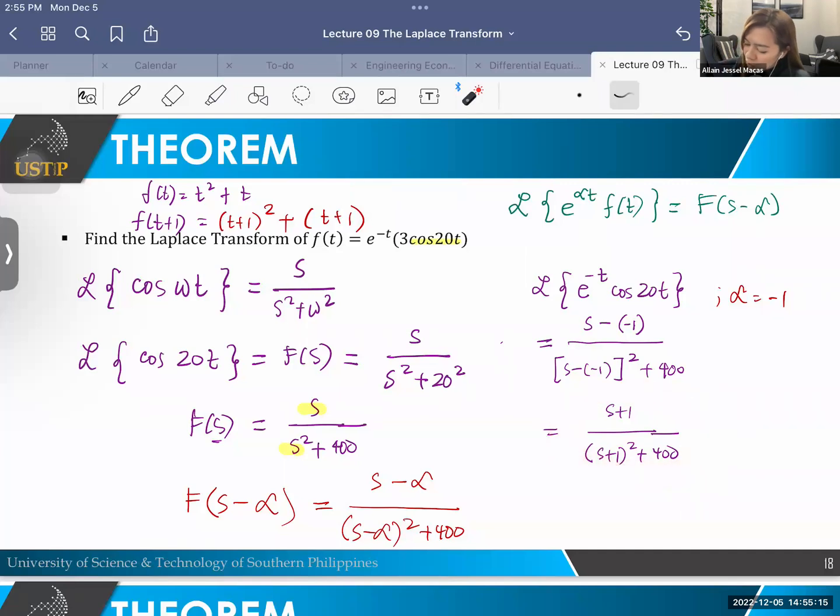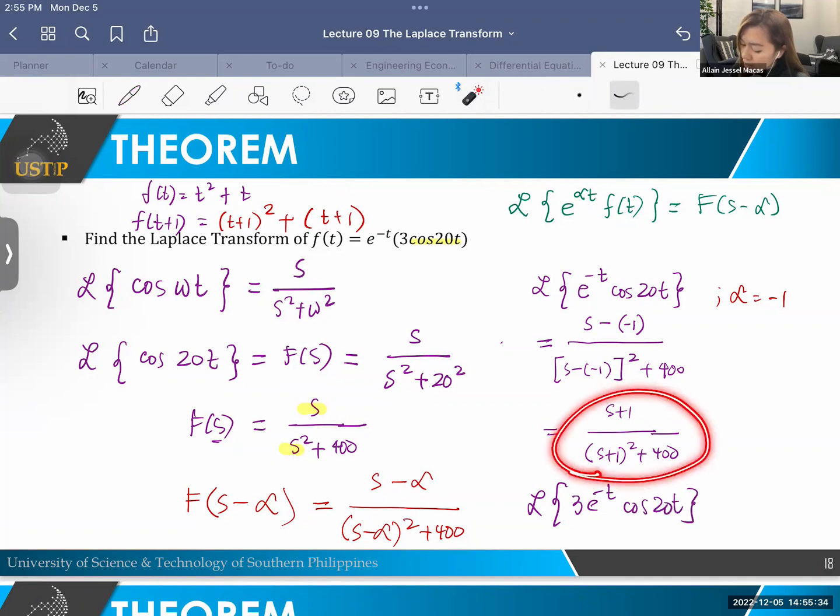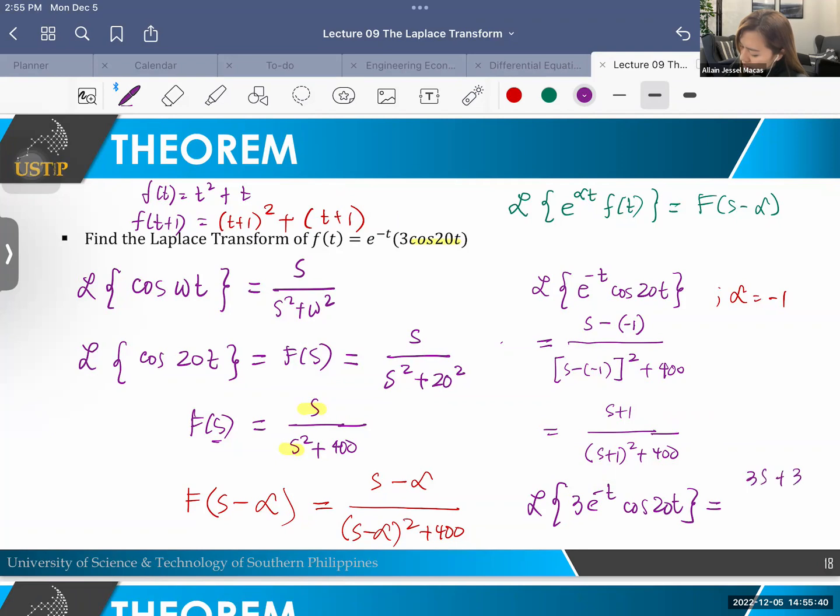Pero wala pa tanaw man because we are asked for the Laplace of this one. Kulang pa tag 3. So that is the Laplace transform of, i-rewrite lang nako na, class, 3e to the negative t cosine 20t, which is this one multiplied by 3 lang. That's it. By the property of Laplace, no? So we have 3s plus 3 over s plus 1 squared plus 400.